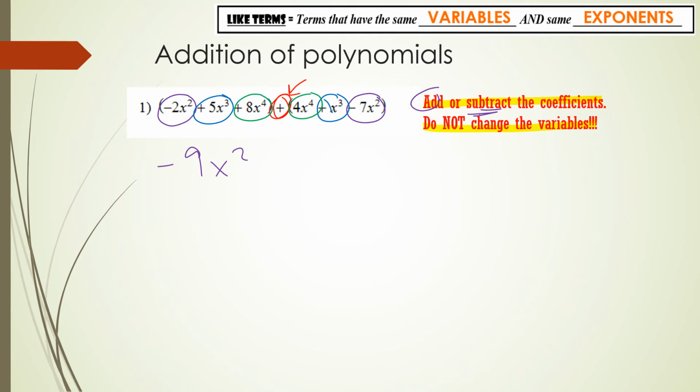The next one I'm going to do is the x to the third term. So that's a 5 plus a 1, so that's 6x to the third. And the last two are the 8 and the 4, so 8 plus 4 is 12x to the fourth. And so now I have combined like terms, and at this point I notice none of the terms have the same exponents. So none of these are like terms anymore, so that's it, I'm done.